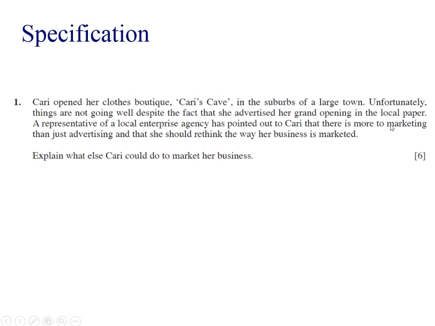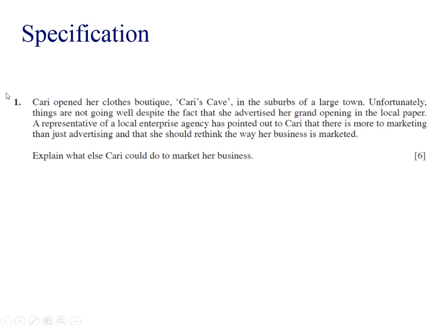6 marks. Well, we've got 4 Ps, but they've said there's more to marketing than advertising. So we don't really want to talk about promotion too much. We want to talk about the other Ps. So place. Is it in the right place? The suburbs of a large town. Is the suburbs the right place for footfall, for enough people to pass her clothes boutique? Has she got the right clothes in there? Is it right for the target market? Who is she trying to aim her clothes and her boutique at? Are they priced correctly? Are they too expensive for the target market? Could she put on some pricing deals, 20% off for the first 100 customers or something?